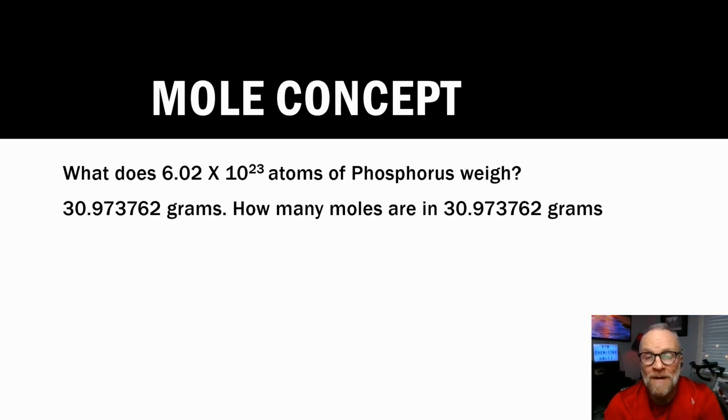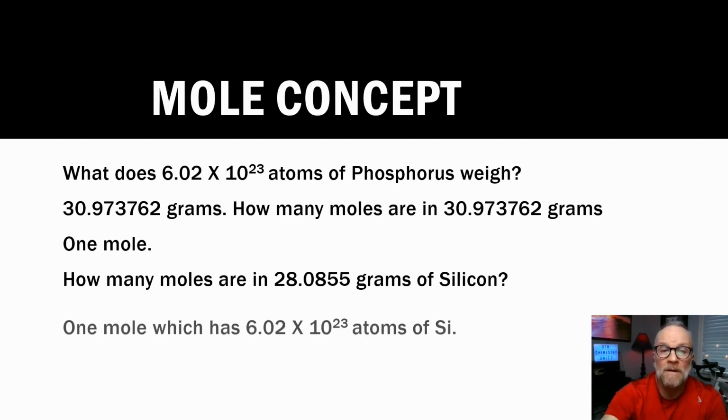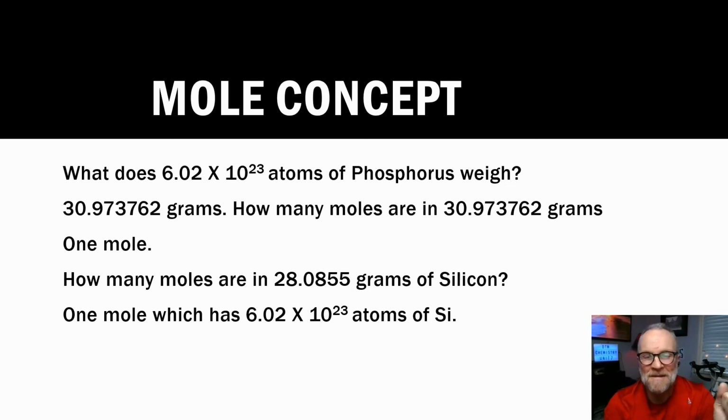How many moles are in that? Well, 1 mole weighs that amount. We find that on the periodic table. I don't seem to be beating you over the head with this, but it's really important that you understand the concepts behind this. How many moles are in 28.80855 grams of silicon? 1 mole, which has 6.02 times 10 to the 23rd atoms of silicon. The atoms for 1 mole will always be the same. The weights will change.